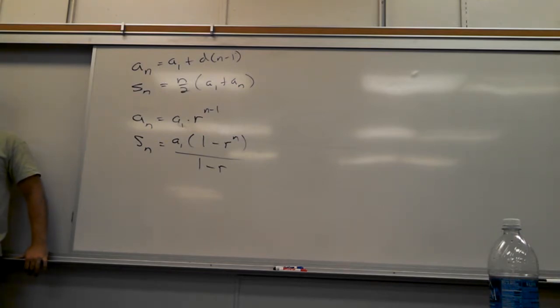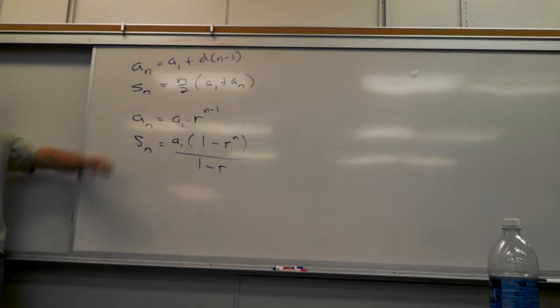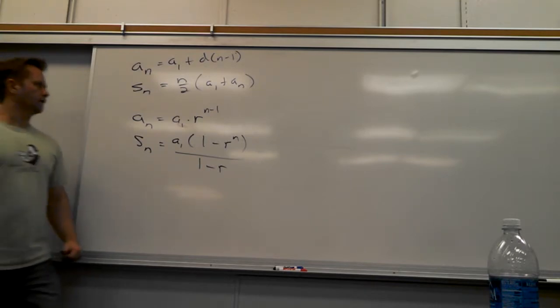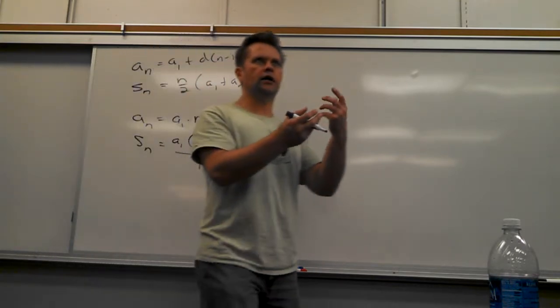Alright, so that's chapter 5. Those 4 formulas for arithmetic and geometric. Fibonacci is an idea. You have to know the idea for Fibonacci. What's the golden ratio? Who remembers what the value is? 1.618. Alright, cool. So there's no formulas for Fibonacci.